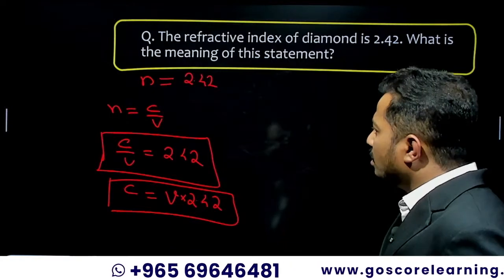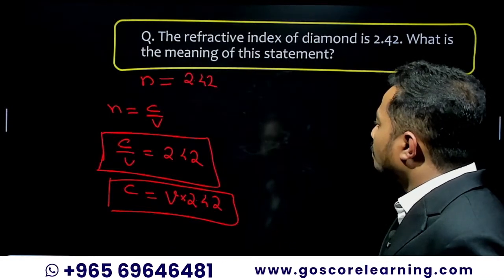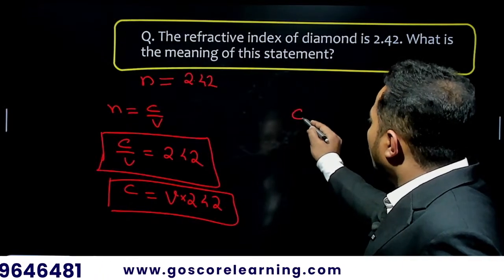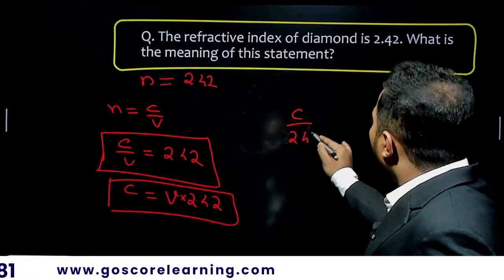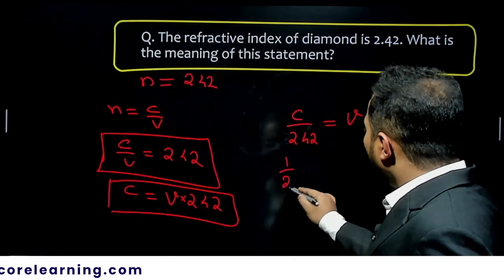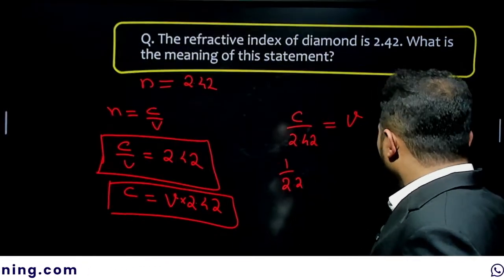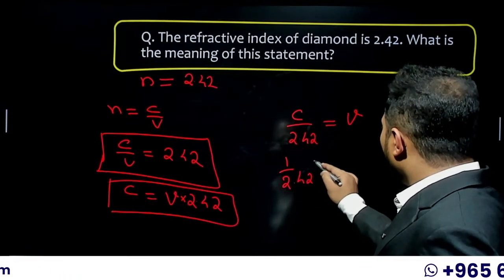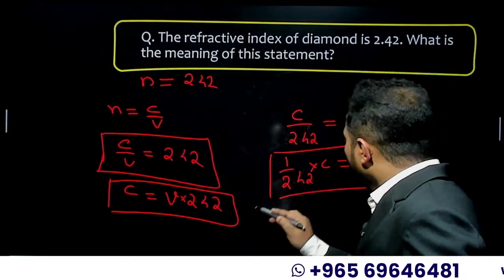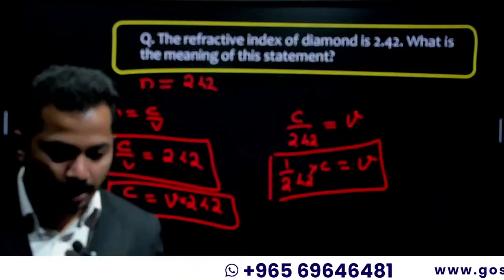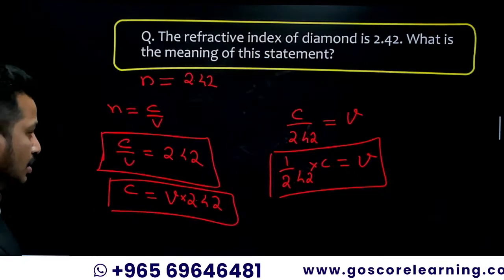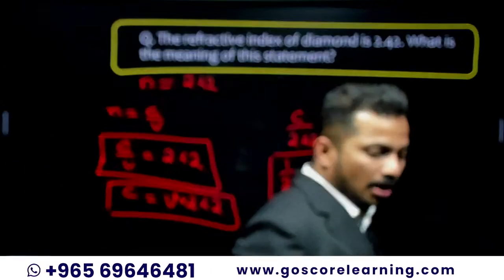Another one we can write is C by 2.42 is equal to V. That is 1 divided by 2.42 into C is equal to V. So write this mathematical equation in words. How can you make this mathematical equation in words?